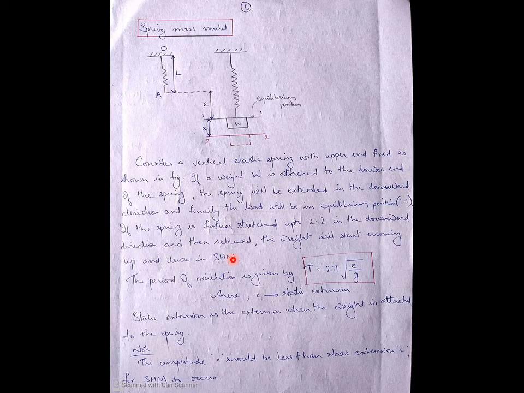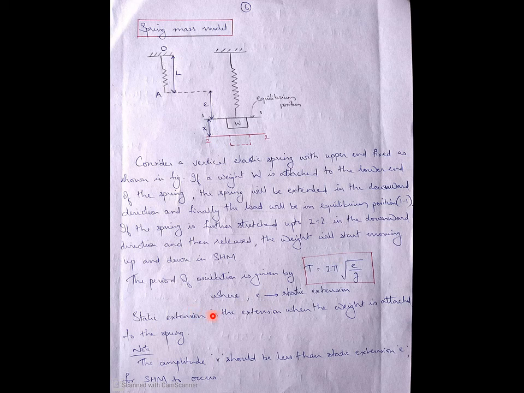Now let us see some equations for that. First one, the period of oscillation, which we know is represented by the capital letter T, is given by T equal to 2 pi into root E by G, where E is the static extension and G is the acceleration due to gravity. So this is the first equation to be studied: T is equal to 2 pi into root E by G. We will be making some modifications in this equation, so it is better to study those equations.